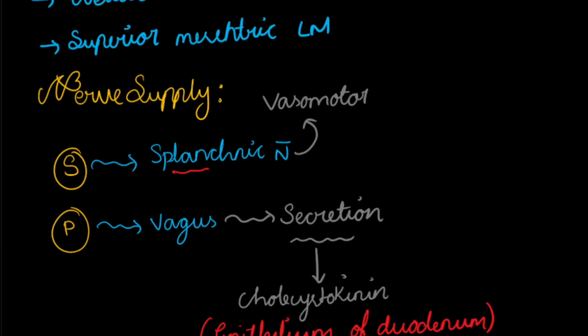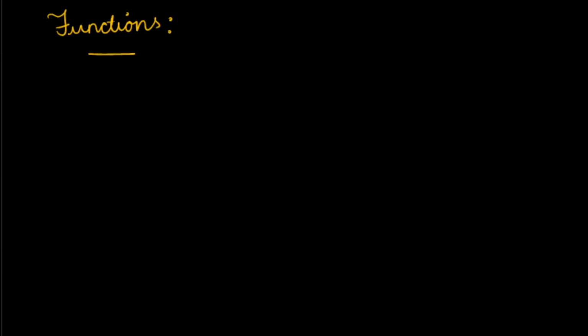Sympathetic activity is through the splenic nerve and the action is vasomotor, and parasympathetic is through the vagus, mainly secretion, and the secretion is also influenced by cholecystokinin, which is secreted by the epithelium of the duodenum. So now regarding the functions. Already we had seen the function of the pancreas in the start. One is endocrine function and another one is exocrine.